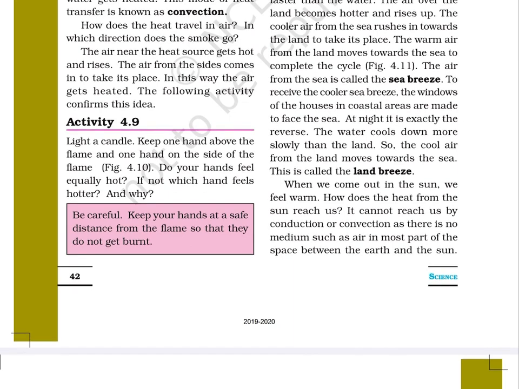Activity 4.9. Light a candle. Keep one hand above the flame and one hand on the side of the flame. You can observe this in figure 4.10. Do your hands feel equally hot? If not, which hand feels hotter and why? Warning: be careful. Keep your hands at safe distance from the flame so that they do not get burnt.